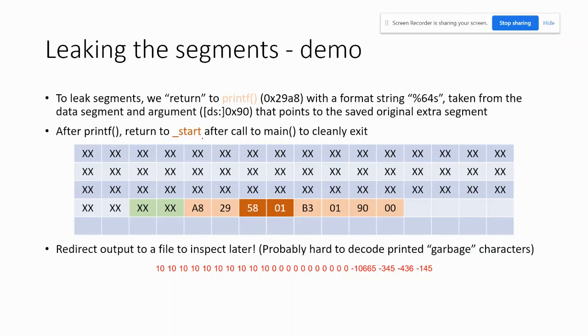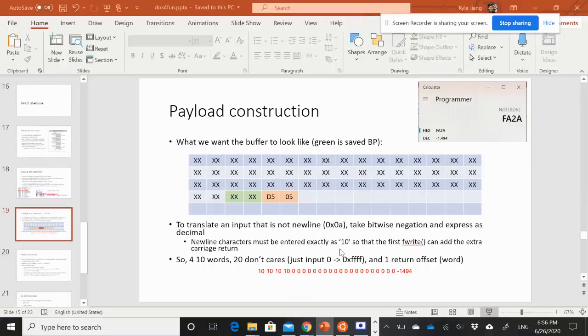What happens there is just a call to exit with the exit code set by main, so very straightforward. So here's what we want our buffer to look like, and this is the encoded payload. One thing I would like to point out is that this time we're actually going to redirect our output to a file because it's very hard to deduce what the values are from the printed garbage characters on the screen.